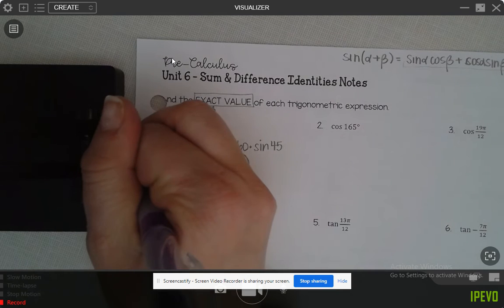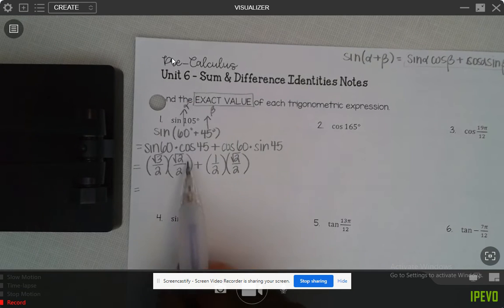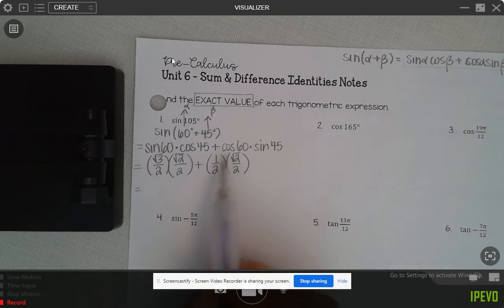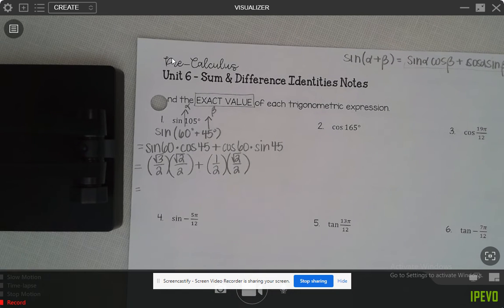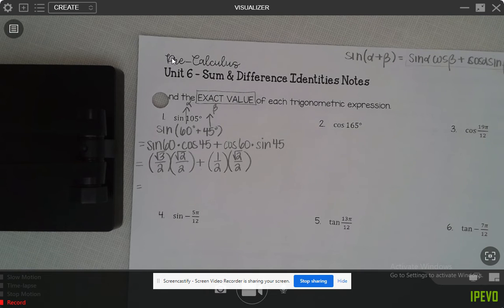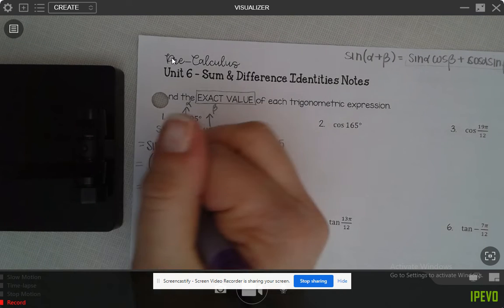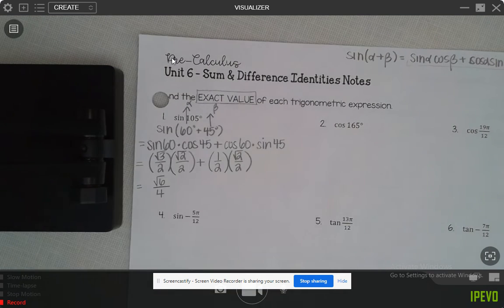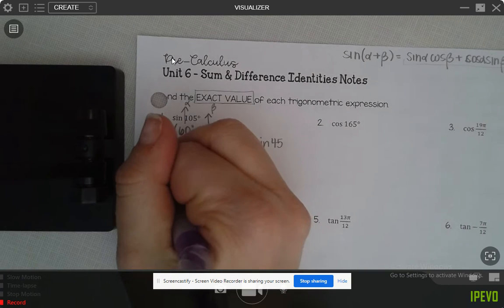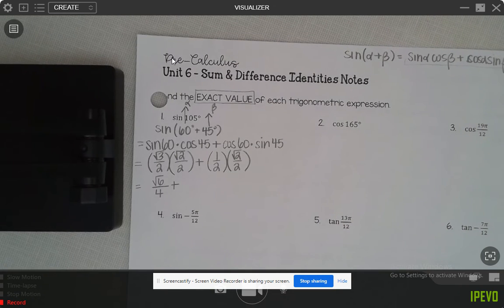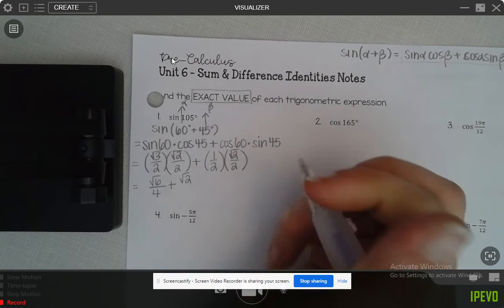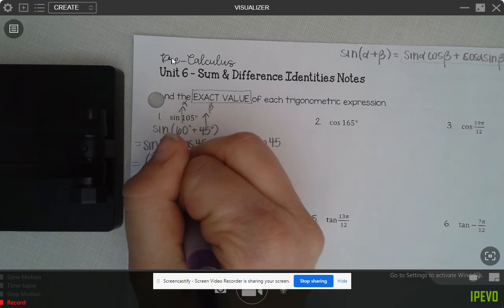Now from here, I have a fraction times a fraction, yes. Fraction times a fraction, yes. How do you multiply fractions? Straight across. What's radical 3 times radical 2? That's a square root of 6. 2 times 2, 4. Plus, multiply your other two fractions. 1 times radical 2, radical 2, 2 times 2, 4.